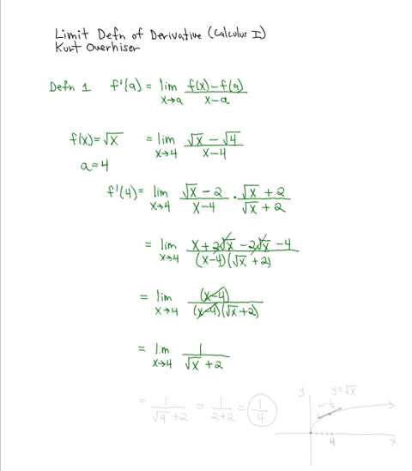Next, we can use the direct substitution property in order to evaluate this limit, because now we can go ahead and plug the 4 into the bottom, and we will not get division by 0 here. So when we do that, we get 1 divided by the square root of 4 plus 2, and then that gives us 1 over 2 plus 2, which is equal to 1/4. So that is our answer right there.